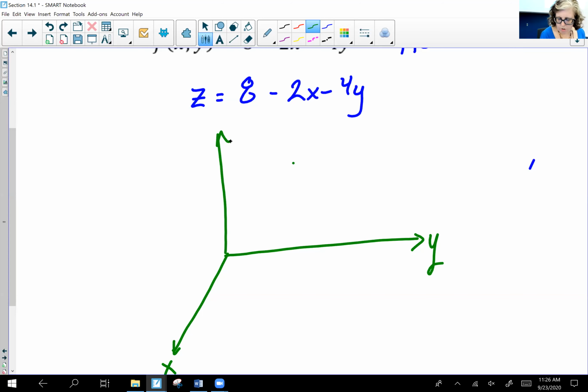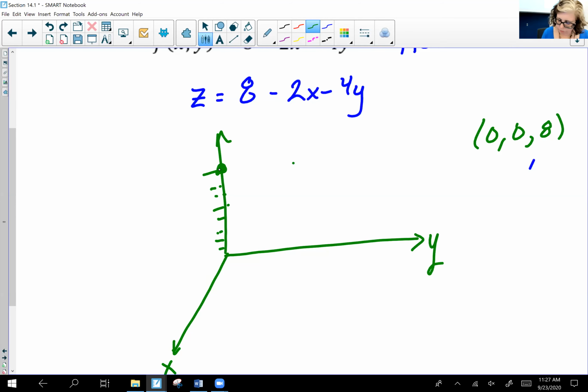All right, so let's go ahead and put in 0, 0. I'm just putting in points. You can put in random points, but let's put in 0, 0. And then what comes out is 8. So if I put 0 in for x and 0 in for y, what comes out is going to be 8. So that's hanging out there.